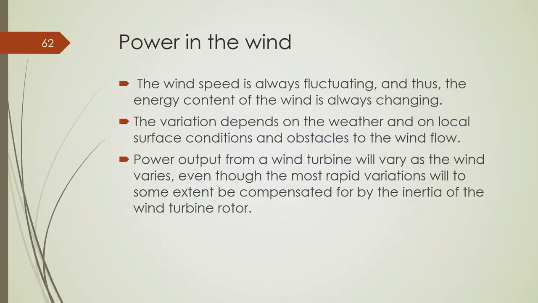So, wind turbine power is intermittent, and it depends upon weather, and power output of a wind turbine will vary as the wind varies. Even though most of the rapid variation will to some extent be compensated by the inertia of the wind turbine rotor.